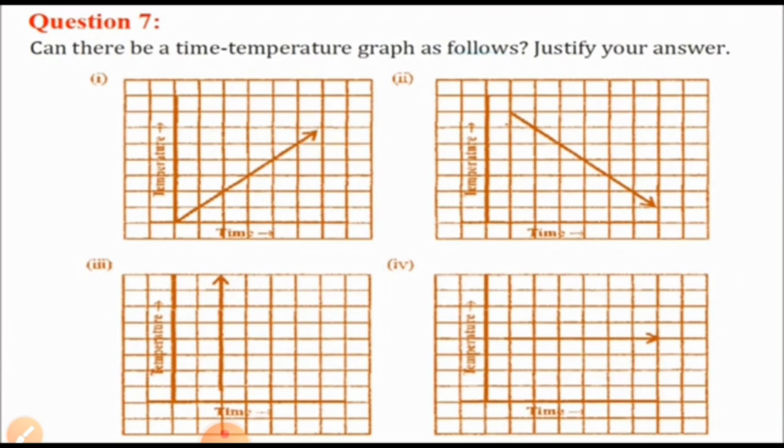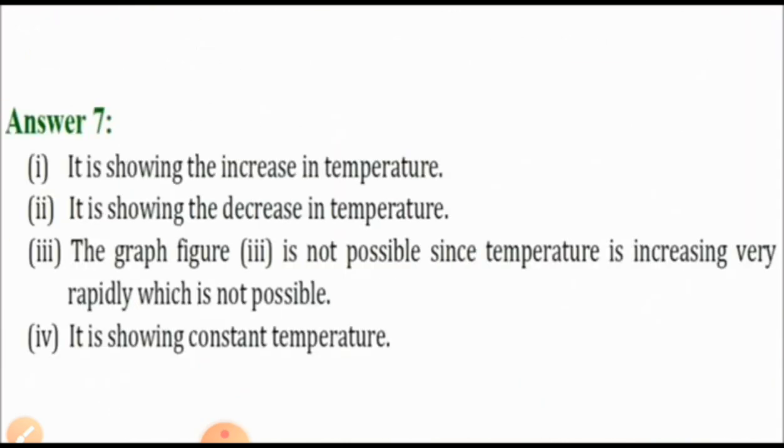Question number 7. Can there be a time-temperature graph as follows? Justify your answer. 4 graphs are given, 1, 2, 3 and 4. What are the time and temperature? We have to just show. In the first graph it is showing the temperature is increasing according to the time. Second one, temperature is decreasing according to the time. Isn't it? It is showing the increase in temperature, it is showing the decrease in temperature.